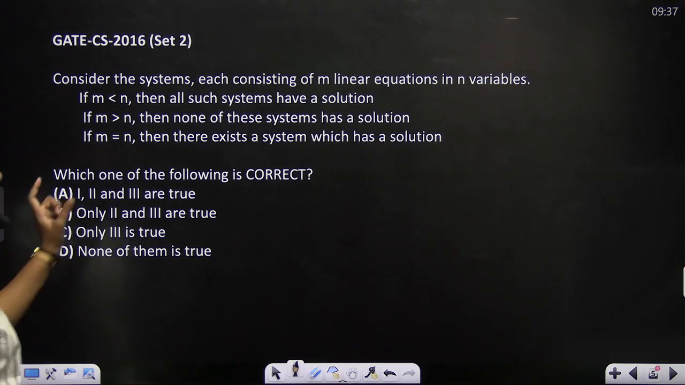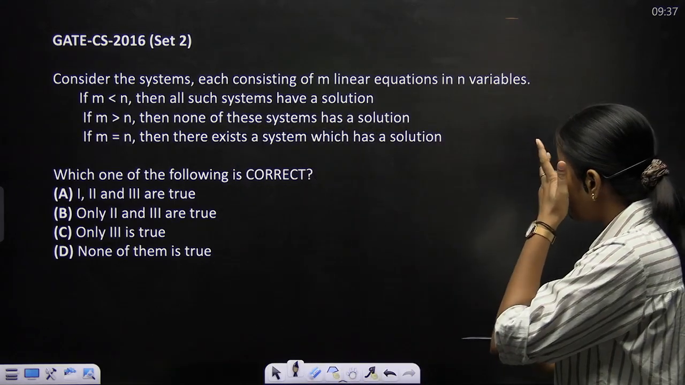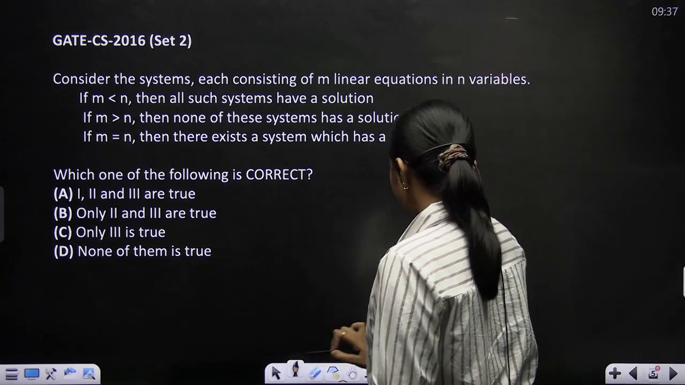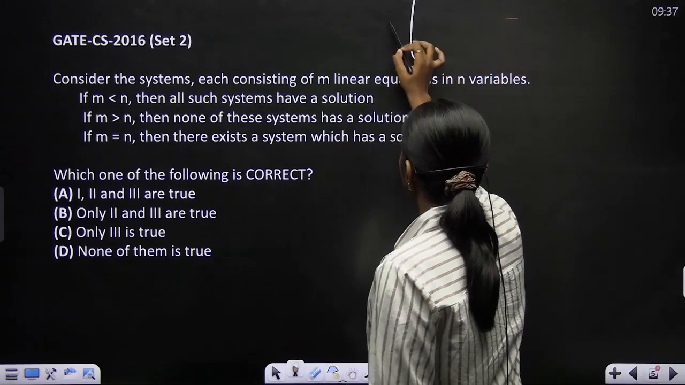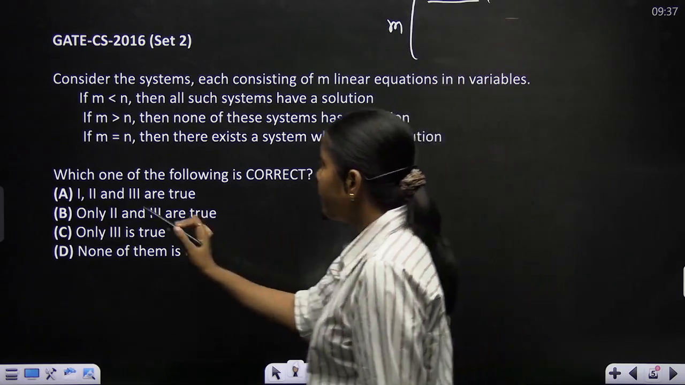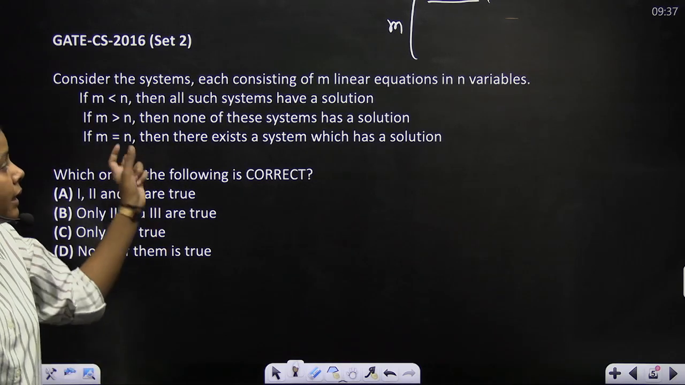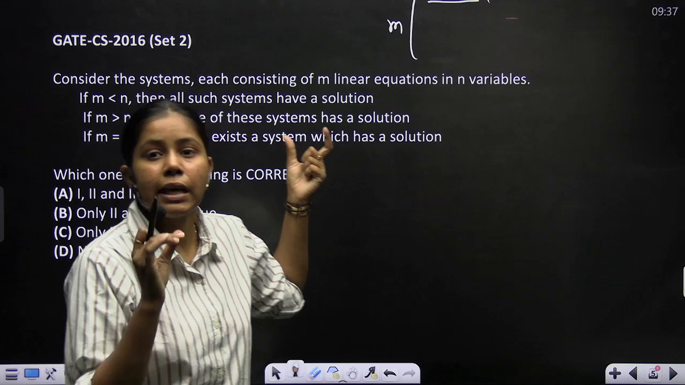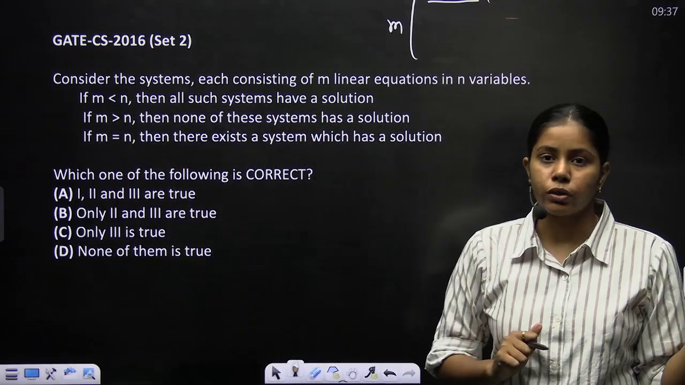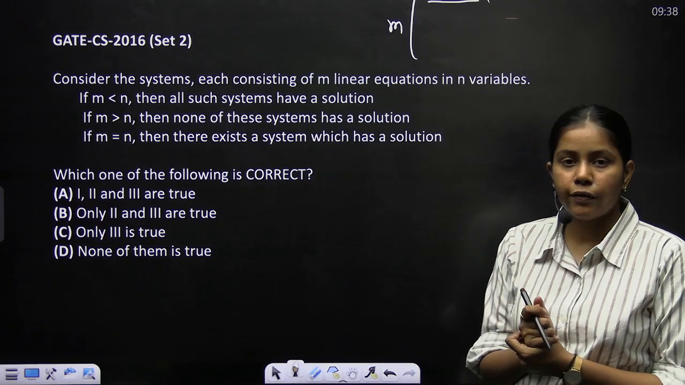So this is another question. They are saying, consider a set of systems each consisting of m linear equations in n variables. I have m number of equations and n number of variables, right? They are saying that if m is less than n, then all such systems have a solution. What does it mean? That means the number of linear equations is less than the number of variables. Then they are saying that all such systems have a solution. I need to check that all such systems have a solution if m is less than n.